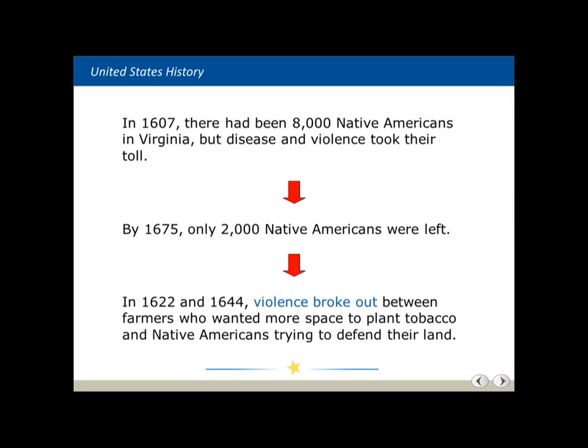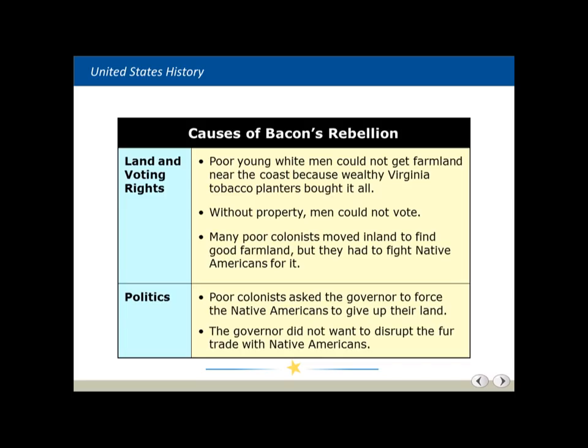Between 1622 and 1644, violence breaks out between farmers who want more space to plant tobacco and natives who are defending their land. So this is a source of tension, also shows a source of weak leadership. If we remember, the instructions to the Virginia colony were to make peace with the natives. Bacon's Rebellion. You're going to read about this in our textbook.